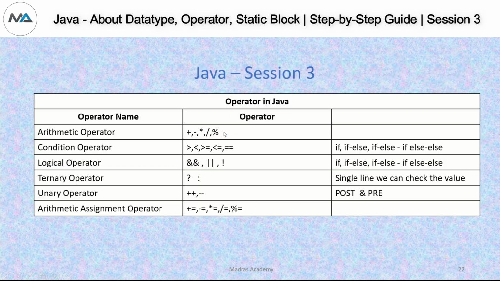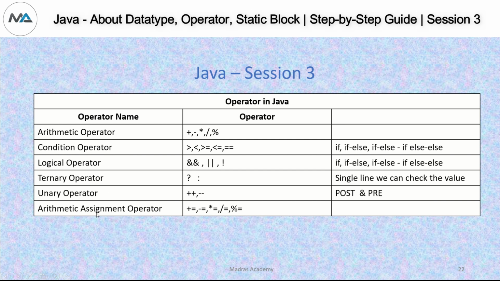Next, operators. Okay, without operators, if you declare any variable in your code, we are not able to calculate with it, right? So we need to use operators to calculate and to perform operations in our program. So what are the operators we have? Arithmetical operator, conditional operator, logical operator, ternary operator, unary operator, and arithmetical assignment operator. These are all the operators we have.